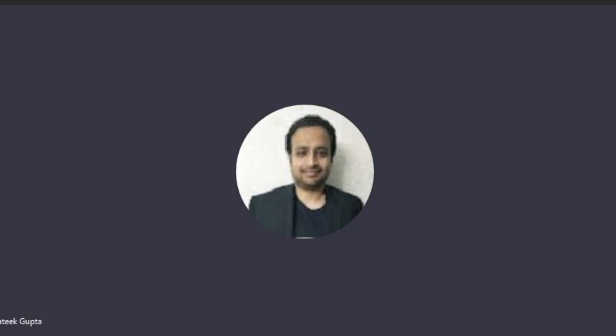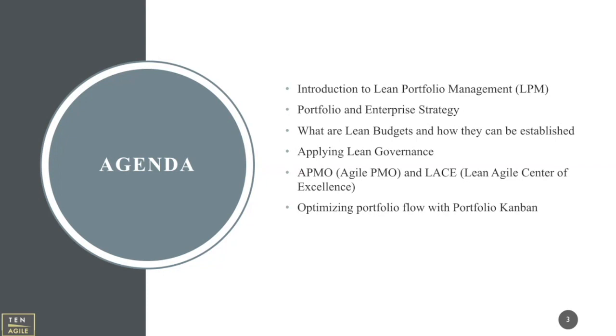We have a fully packed agenda today, and we will start with what is Lean Portfolio Management, an introduction to it. Then we'll talk about the portfolio and enterprise strategy, what lean budgets are and how they can be established, and how to apply lean governance. Then the two important bodies, Agile PMO and LACE, which is nothing but Lean Agile Center of Excellence. These bodies play a very pivotal role in implementing SAFe and Agile within the organization. And then we'll end our discussion with Portfolio Kanban. All right, so this is our agenda today.